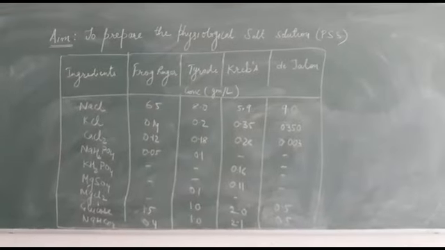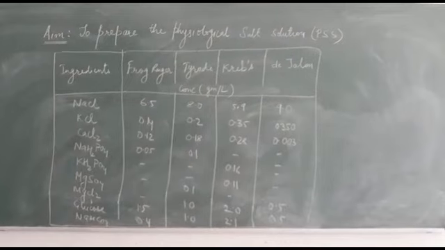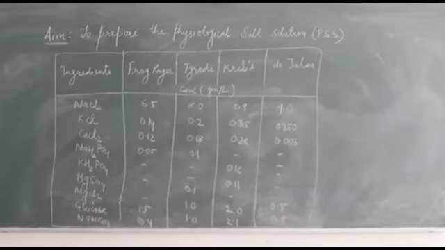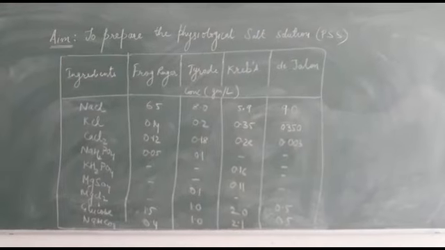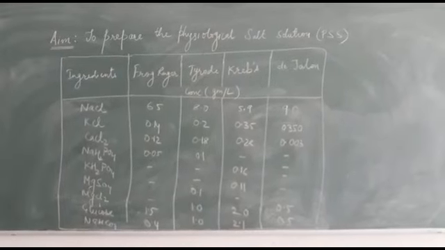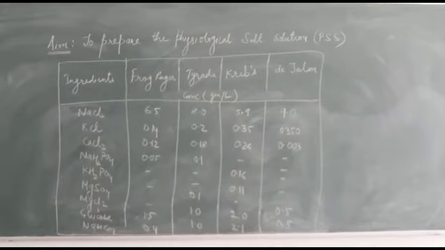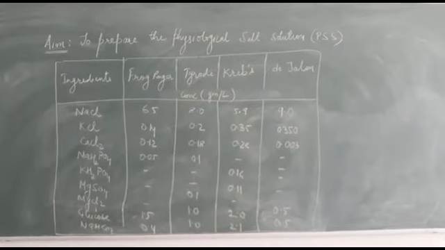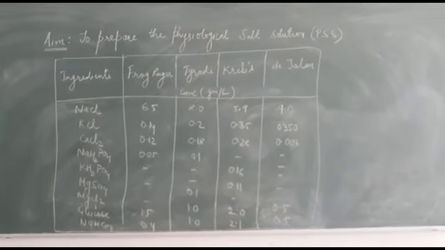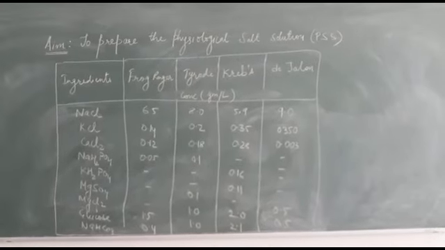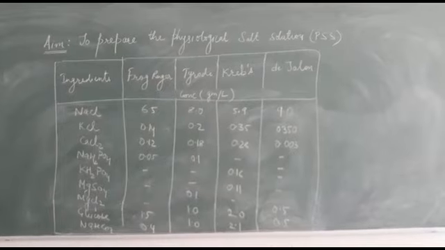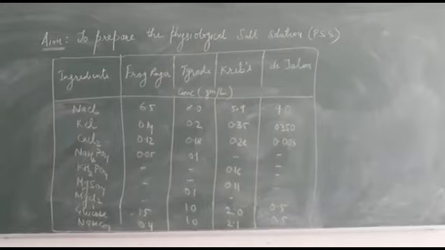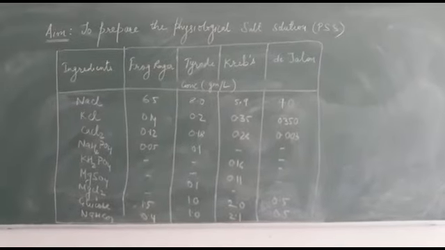Now if we have to prepare the frog ringer solution, the concentration is given in grams per liter. Then we have to weigh sodium chloride 6.5 gram, potassium chloride 0.14 gram, calcium chloride 0.12 gram, sodium dihydrogen phosphate 0.05 gram, glucose 1.5 gram, and sodium bicarbonate 0.4 gram. These quantities are for 1 liter, and if we have to prepare 2 liters or 500 ml, then we can adjust the quantities accordingly.